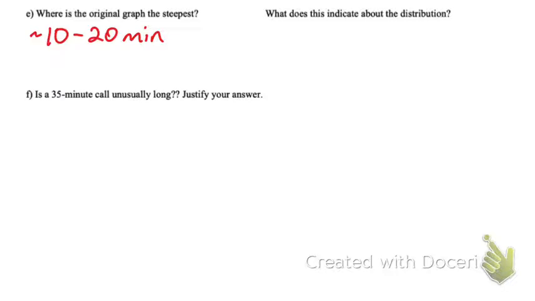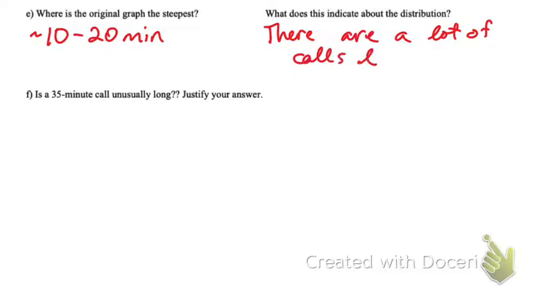So again, a steeper graph means that I'm adding a lot of data there. I'm accumulating a lot of data. Flat means no data is being added. There were no calls from 20 to 25 minutes for some reason. All right, so a steep graph means there are a lot of calls lasting this length.